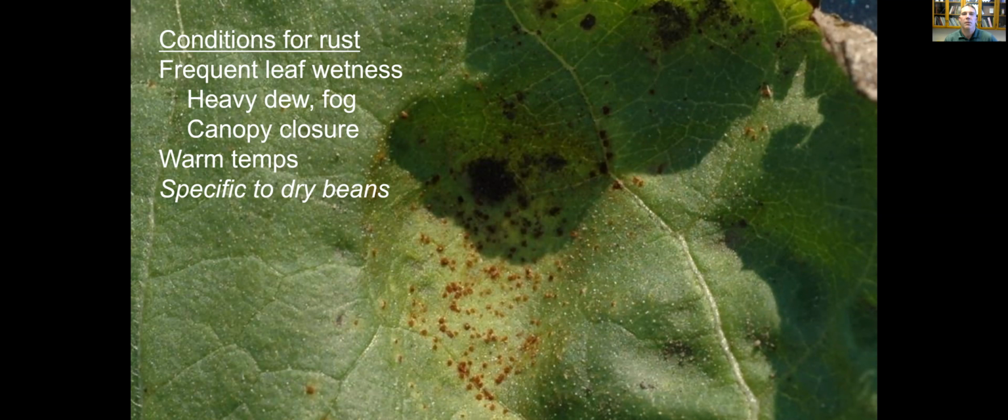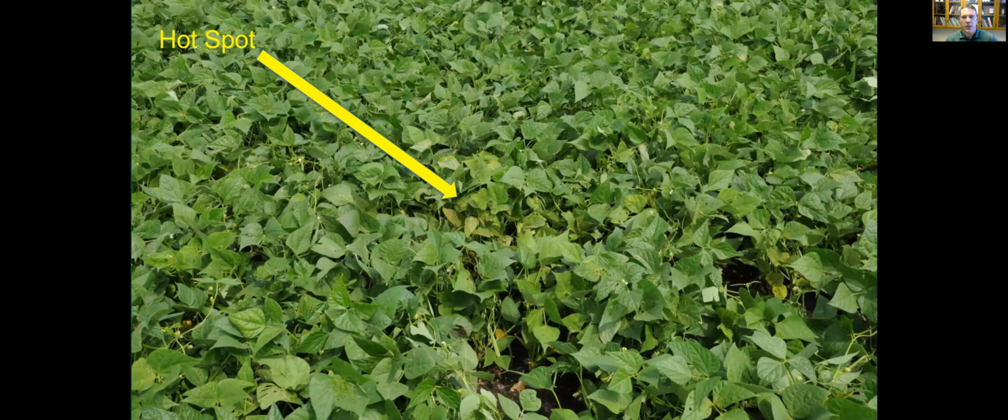So something to keep in mind is rust doesn't need rain, it needs dew or fog, something free moisture on the leaf. It's really important for rust to get going. When you see rust on dry beans, you don't see it generally all across the field right away all at once. What you usually see is a hot spot or several hot spots. So little areas in the field that have rust usually starts in the middle of the canopy, appears to work its way up, and then it'll go across the whole field.